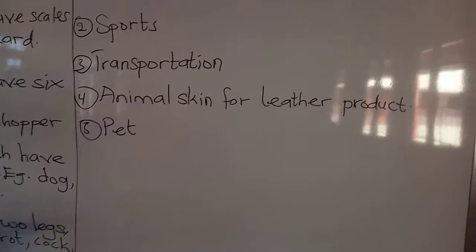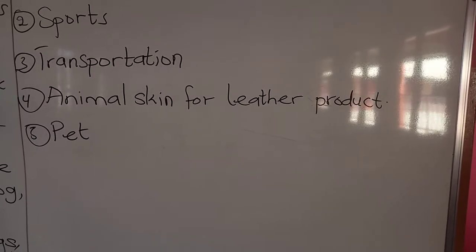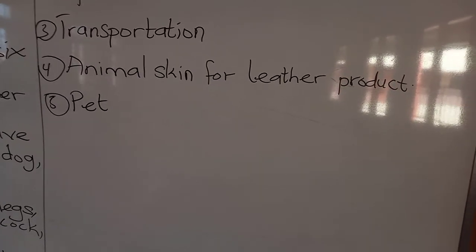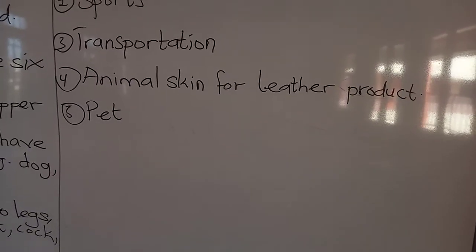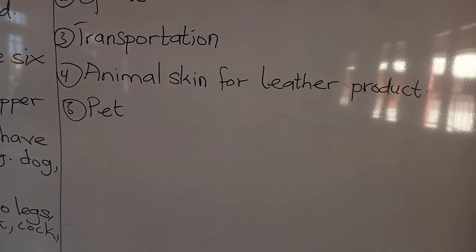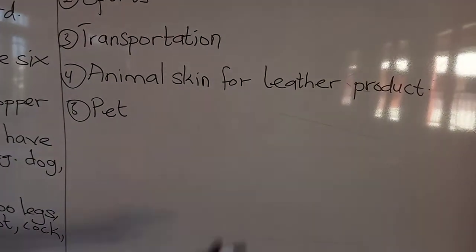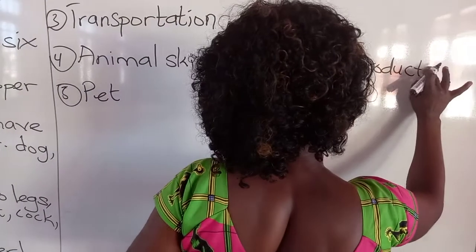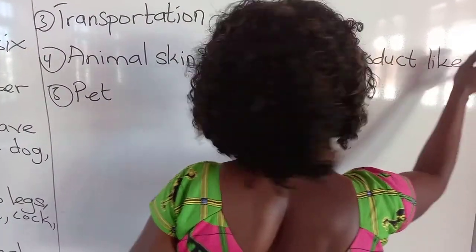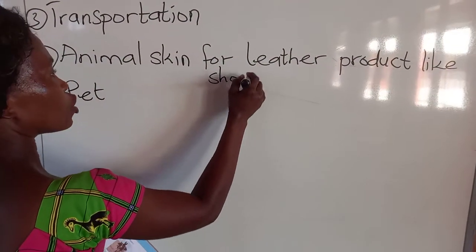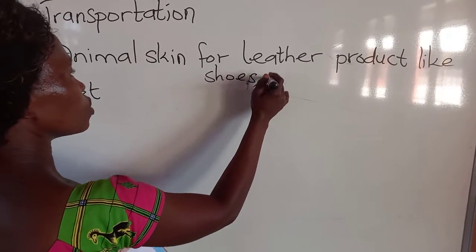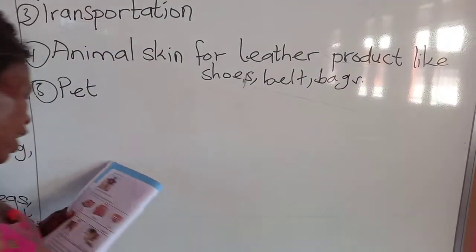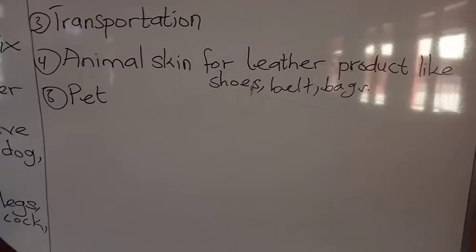Now we also have animal skin for leather products. You'll be wearing nice shoes. You have been using nice belts. You have been using nice bags. Mommy will buy a nice bag for you, be it a school bag or a church one. We get them from animals. Animal skin is used for leather products, like our shoes, the belts, and our bags. And we get them from animals.